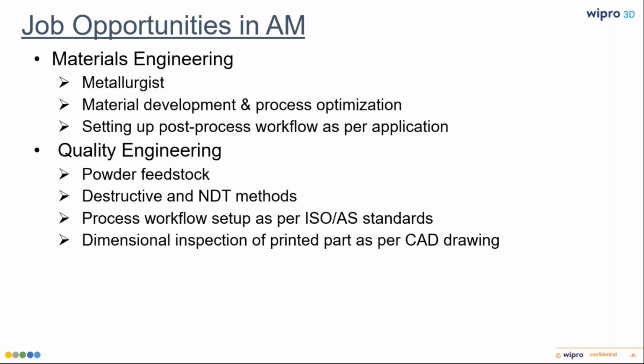So if we modify the parameters in a certain way, we would want to see what it is that we are ending up with before printing the final part. So we have a few metallurgists who look after that. Material development, again, the team looks into that as well in case of new materials to be developed.